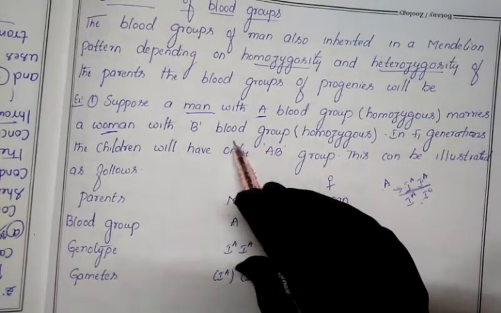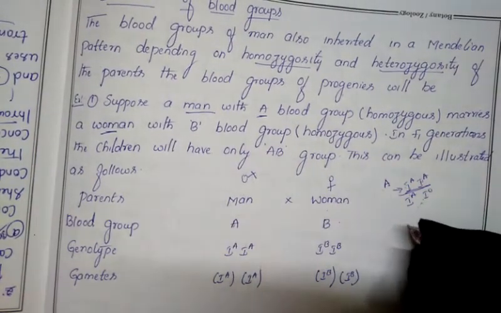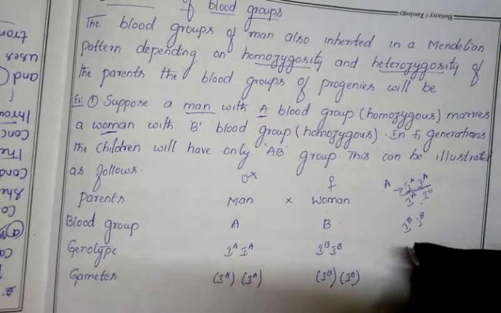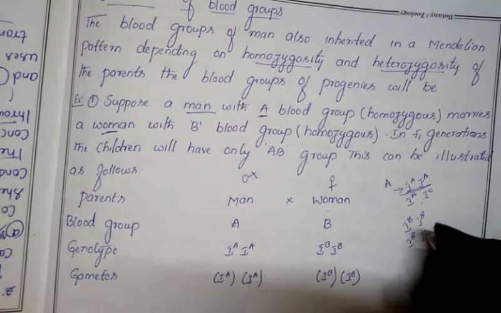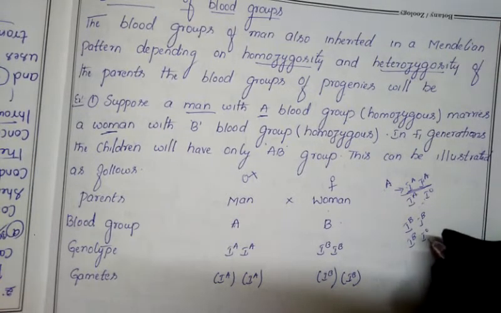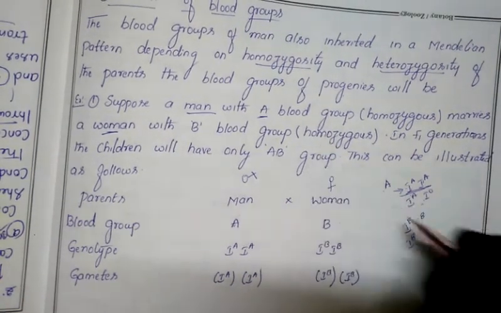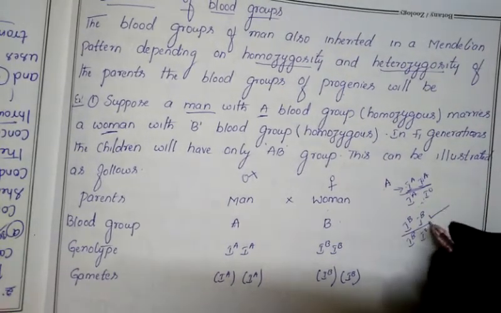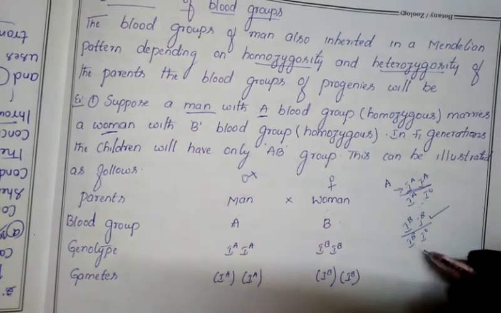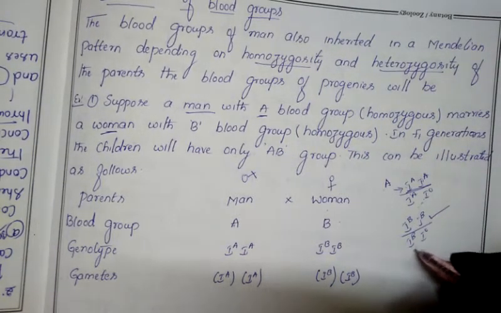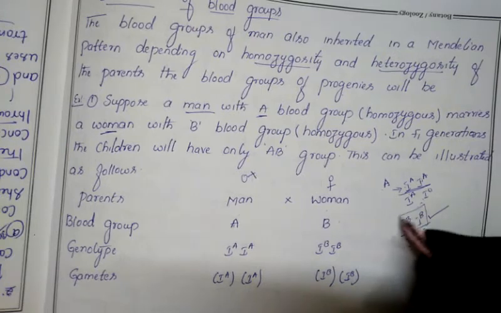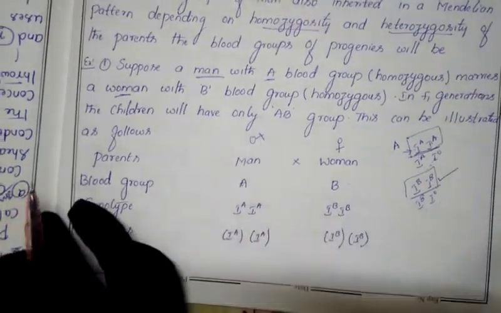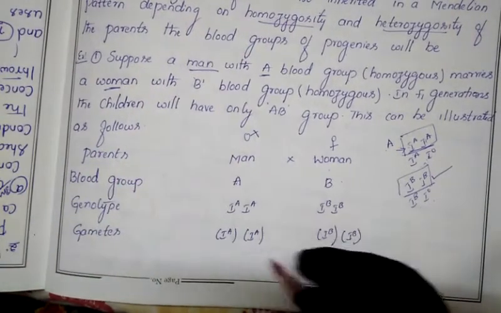In the same manner, B blood group is also given here. For B blood group, what type of alleles will come? IB IB, and IB IO. So two different types of alleles are possible. Here also they mention homozygous, so the IB IB pattern will come. If they give heterozygous, we can write IB IO. But here they have given the IA IA and IB IB pattern, so we have to illustrate it in this form.